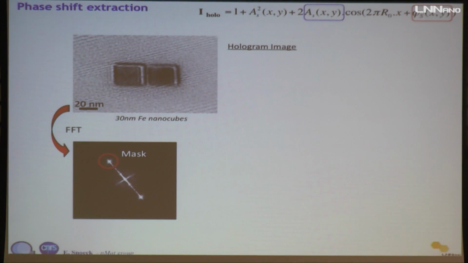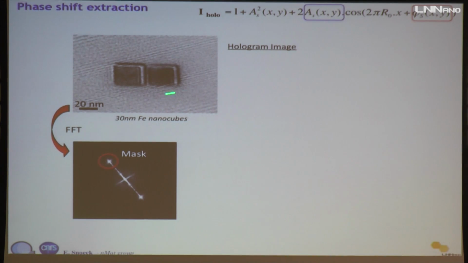So we get the holograms. The hologram is something like that. This is the image of a hologram obtained on these little nanocubes. And the goal will be to extract both the amplitude and the phase, and the way we are doing that is going by the Fourier analysis.